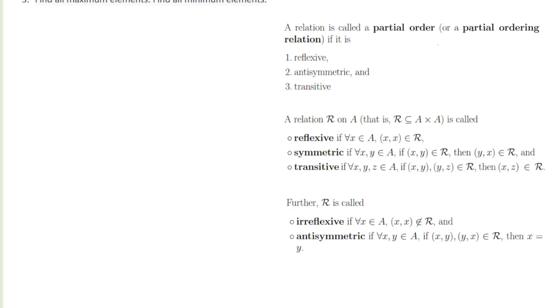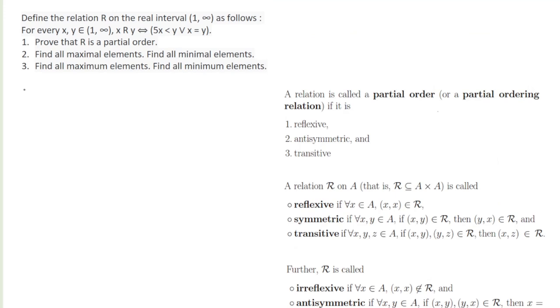A relation is called a partial order or partial ordering if it's reflexive, antisymmetric, and transitive. To be reflexive means everything in the set is related to itself. To be antisymmetric, there it is, for every x, y, if (x,y) and (y,x) are in R, then x is equal to y. In other words, the only way x is related to y and y is related to x is if x equals y. And lastly, transitive: for every x, y, and z, if x is related to y and y is related to z, then x is related to z. Okay, so those are our three things we need to prove, and we're going to go through all the steps here. So let's get to it.